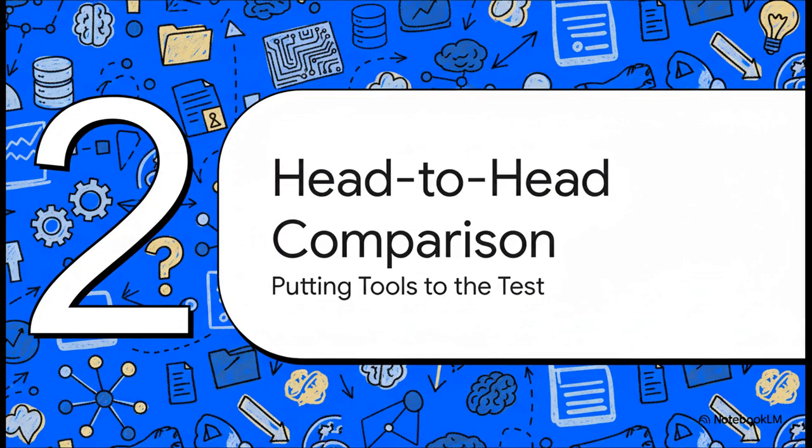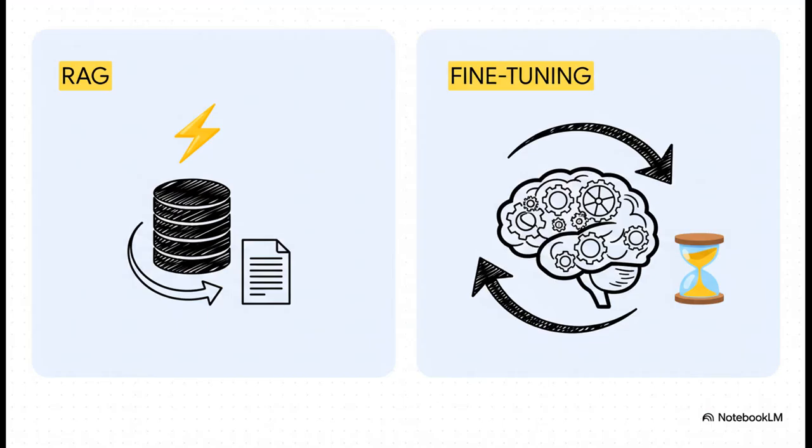Okay, so now that we've met the players, let's put them in the ring, side by side. This is where you really start to see which tool is right for you. Let's kick things off with one of the biggest differences. How quickly can you update the AI's knowledge? With RAG, it's instant. You just update a document in your database, and boom, the AI knows the new information. With fine-tuning, you have to retrain the entire model from scratch. It's slow, it's expensive, it's a whole process.